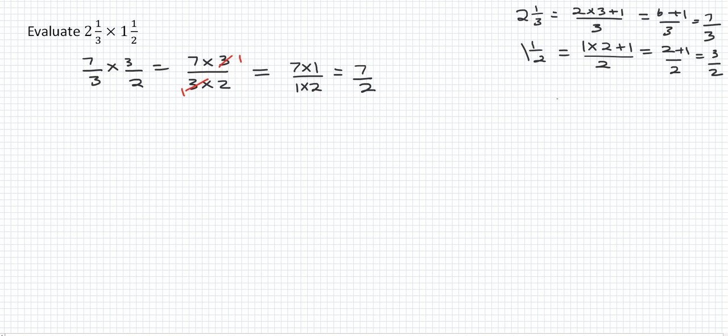Here's one option. The other option is to convert it back to a mixed fraction. 7 divided by 2. There are 3 2's in 7. 3 times 2, we have 6. We subtract, we're left with 1. This is also equal to 3 1/2. So either one of these would work, depending on how the question is framed.